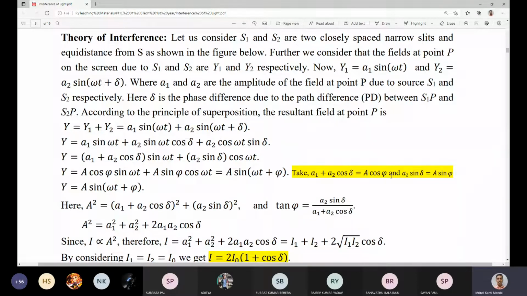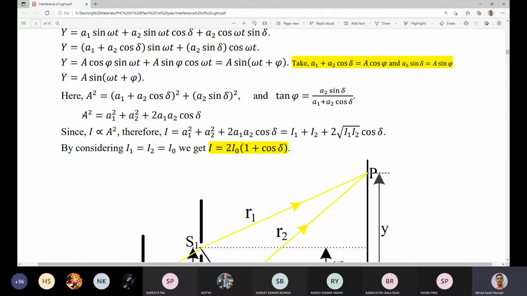If you take the square and add, then A squared equals (A1 plus A2 cos delta) squared plus (A2 sin delta) squared. That means A squared equals A1 squared plus A2 squared plus twice A1 A2 cos delta. And phi: if you divide the second equation by the first, tan phi equals A2 sin delta divided by (A1 plus A2 cos delta). Now, this square will give you the intensity, because capital A is the resultant field amplitude at point P.